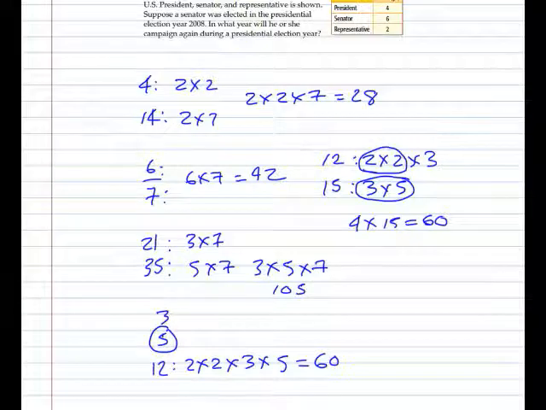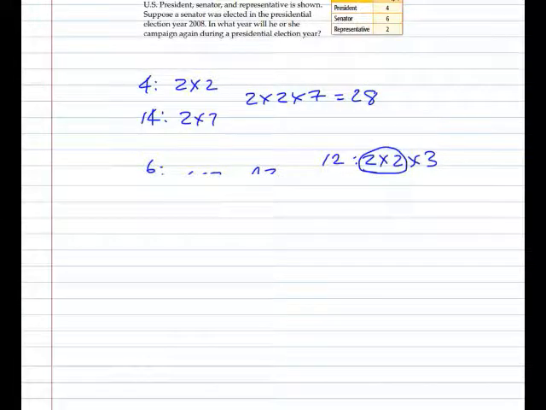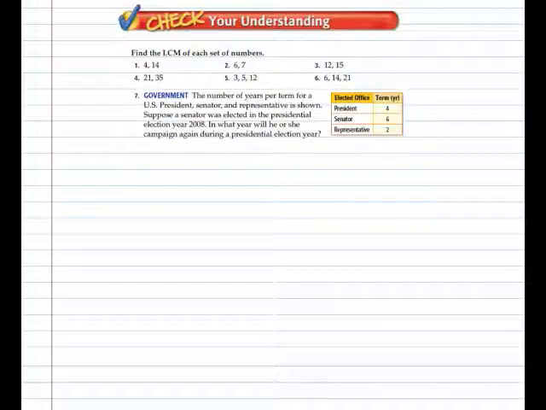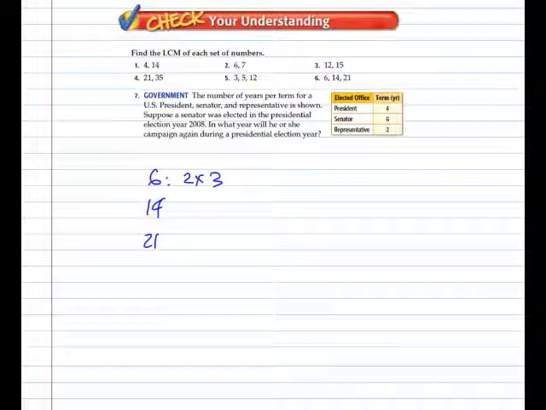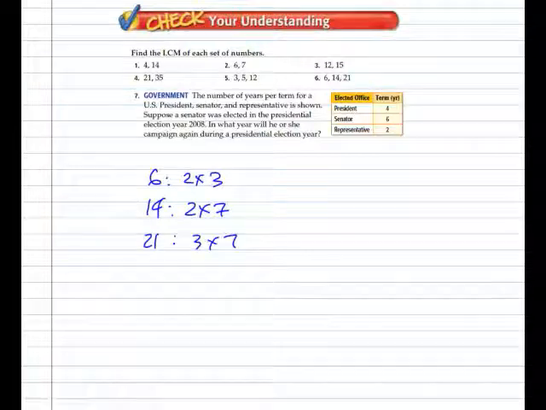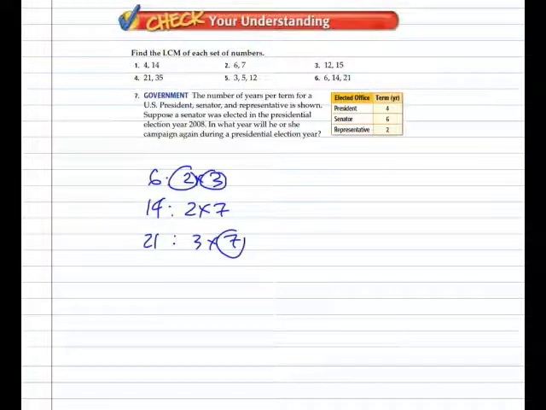Number 6. 6, 14, and 21. 6 is 2 times 3. 14 is 2 times 7. 21 is 3 times 7. So I got to have a 2 and a 3 and a 7. So 2 times 3 times 7 is 42.